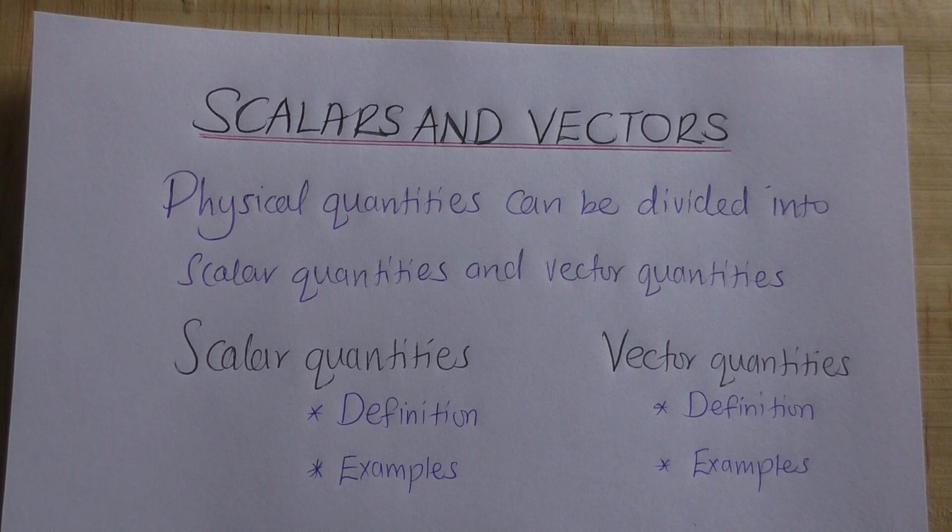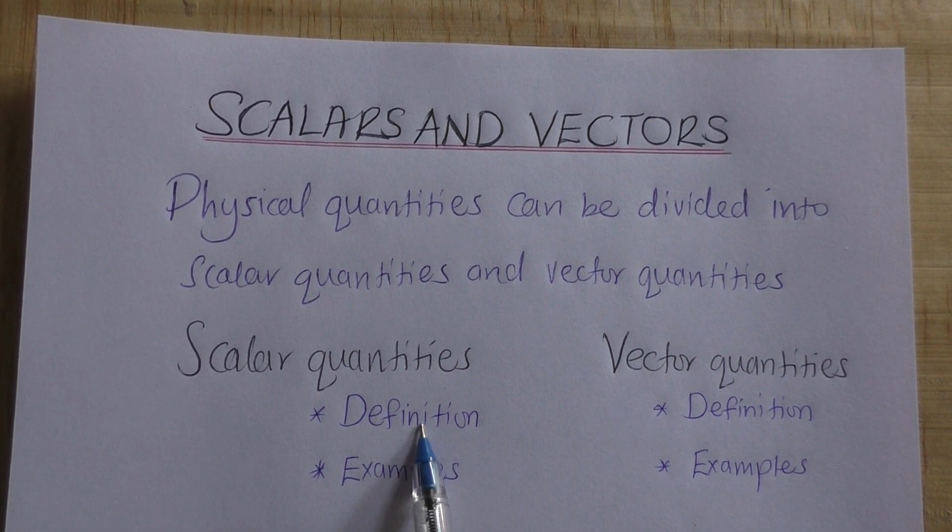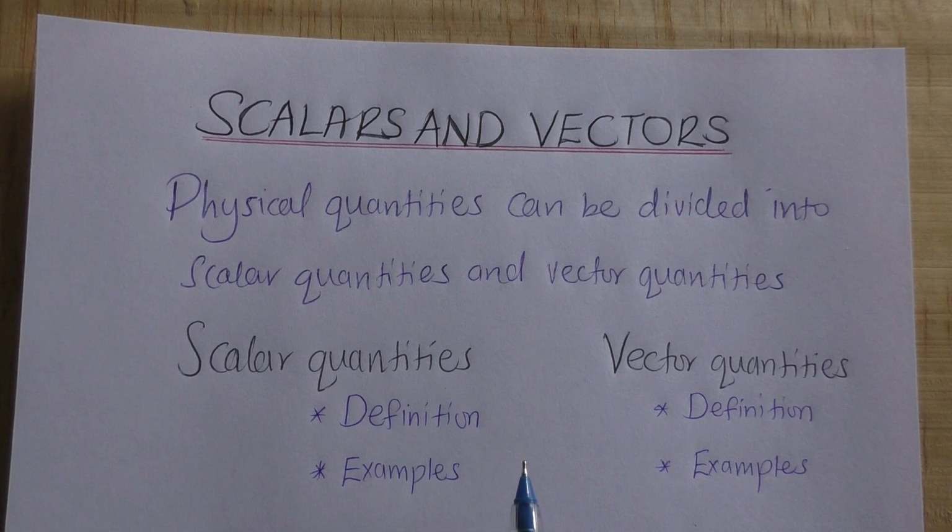Today we shall be looking at the scalars and the vectors. Physical quantities can be divided into two. That is, the scalar quantities and the vector quantities. We shall start with the scalar quantities. We shall look at the definition of the scalar quantities and some of the examples.